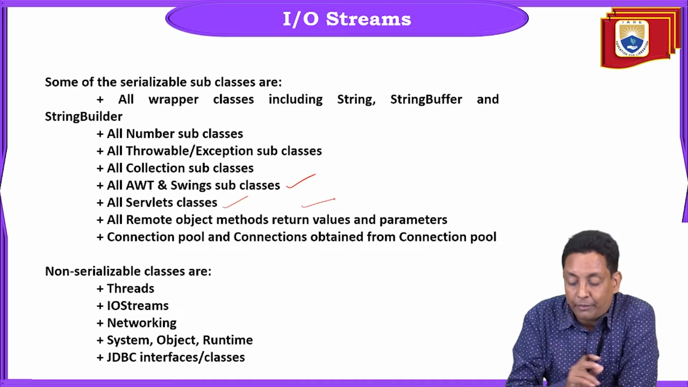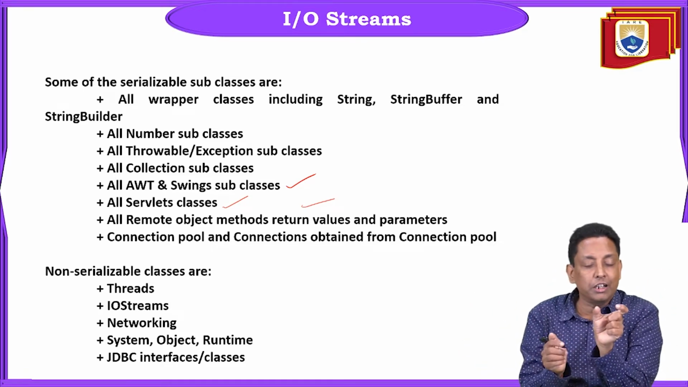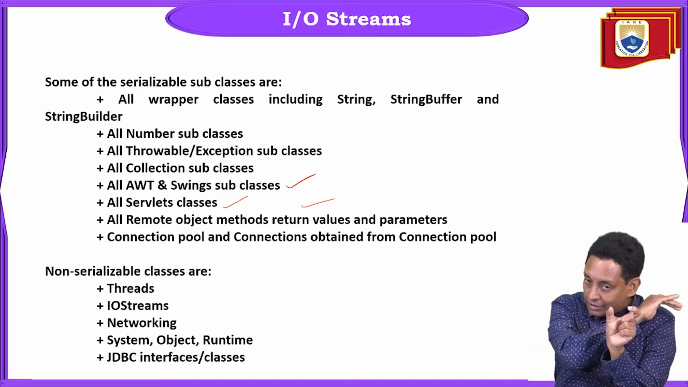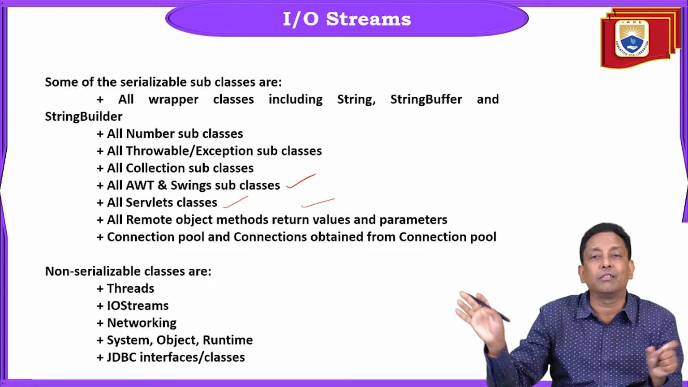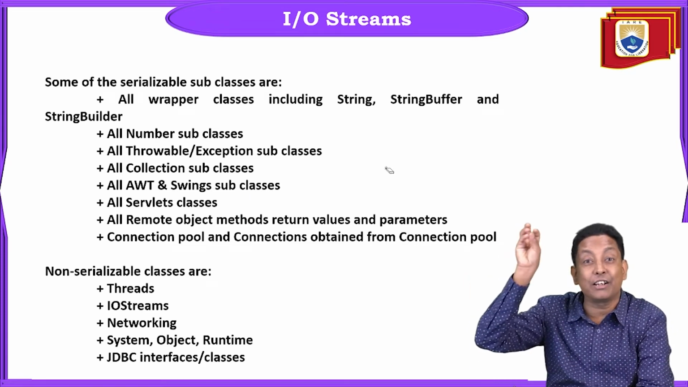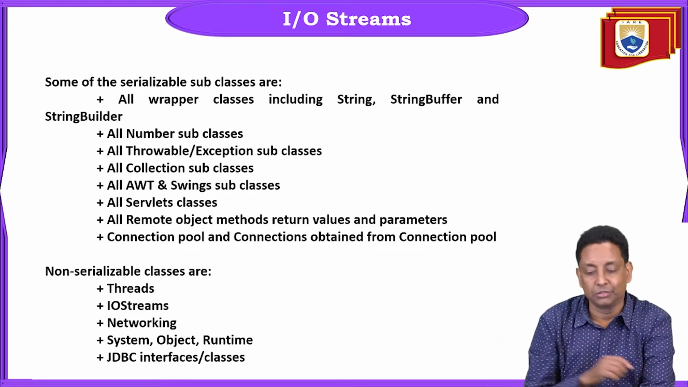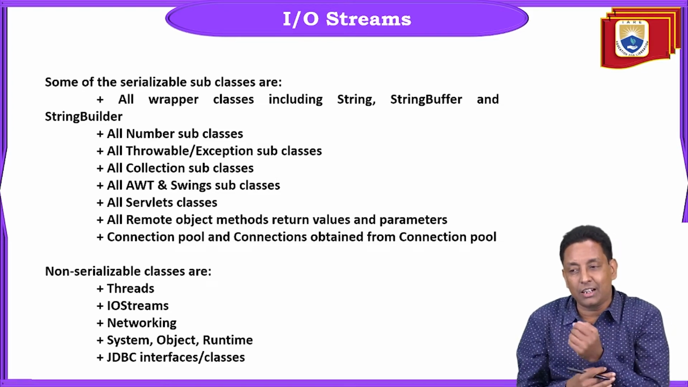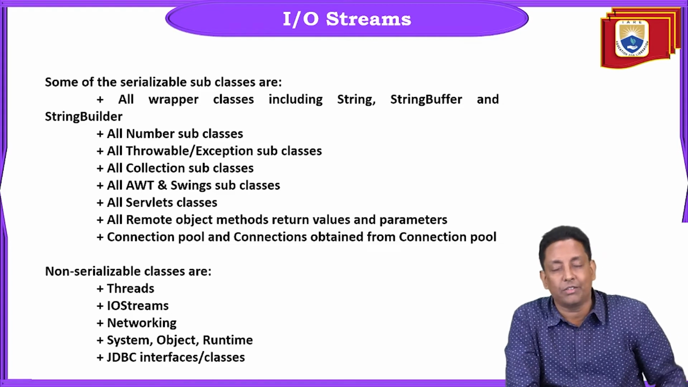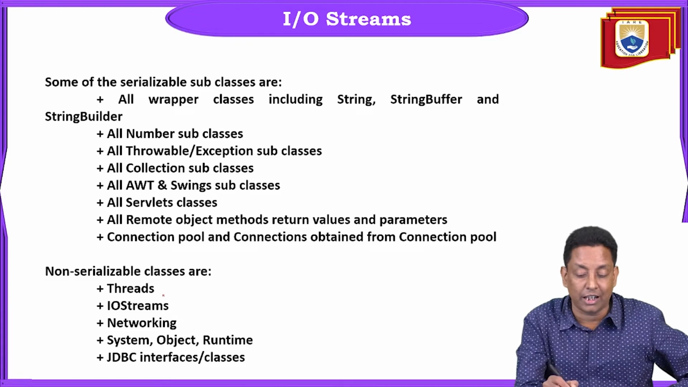All remote objects used as parameters in methods and method return types, in a distributed application, whatever classes we use as parameters and return types, must all be subclasses of Serializable. And all the connections returned from JDBC connection pooling must be serializable. So I cannot say all, but the majority of the classes in the Java API are serializable. And there are some non-serializable classes, like threads.